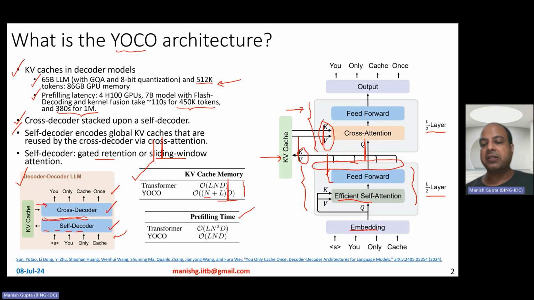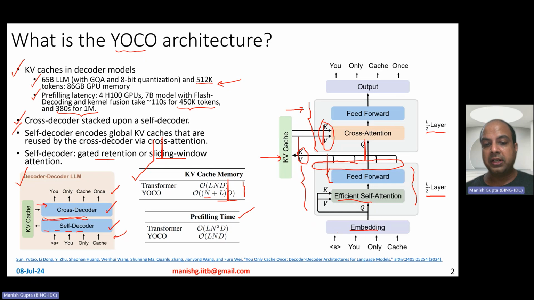So for the prefilling time in a standard transformer, you would require order of L N square D. Why? Because when you're prefilling, it's quadratic. I mean, of course, you have to prefill for all the layers, and dimension D is the dimension size, so that's obvious. But N squared, because for every position, you have to actually compute the attention with respect to the keys and the values, in a quadratic manner, with respect to each of those other representations.